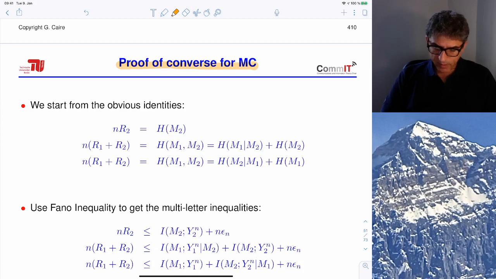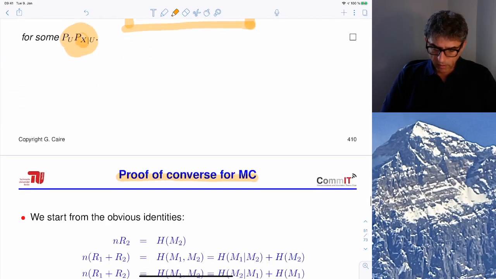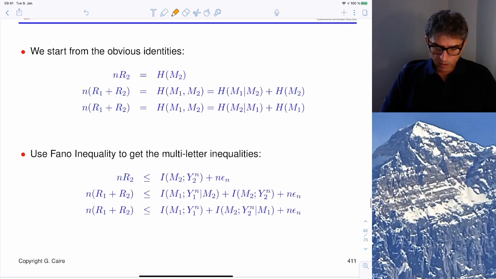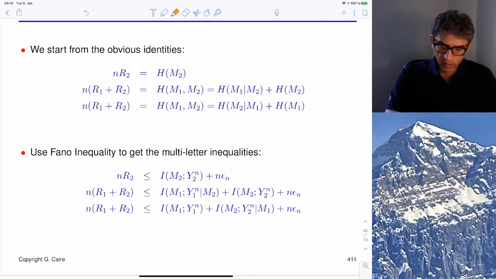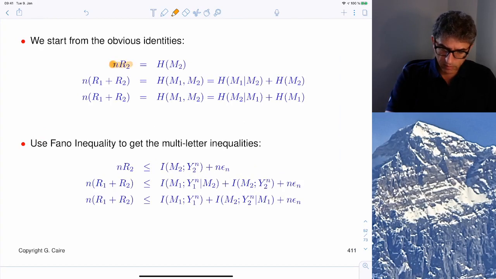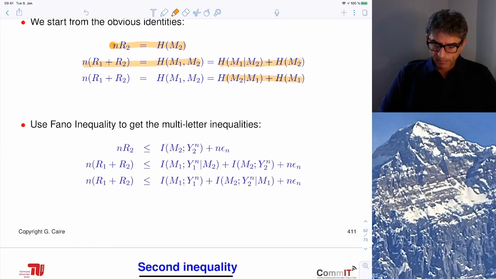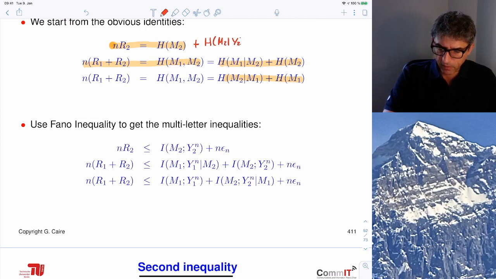And we start with a bunch of identities. The rate of user two is the entropy of the messages of user two, and the joint entropy of the messages of user one and user two can be decomposed in this way, and it can also be decomposed in this way, right? And by introducing Fano's inequality, and basically adding and subtracting, for example, in this case, we add and subtract the conditional entropy of a message given what is used to decode that message, right?